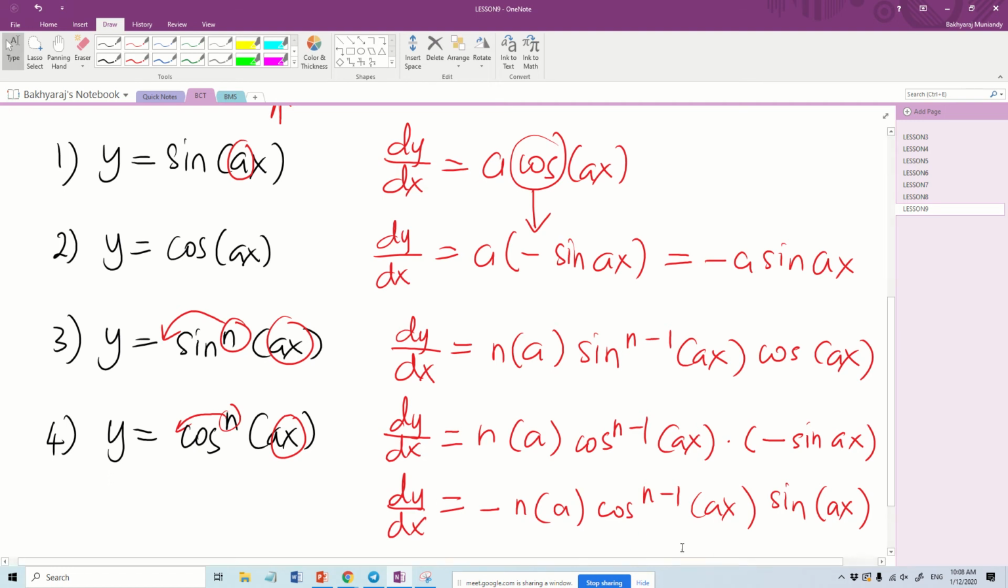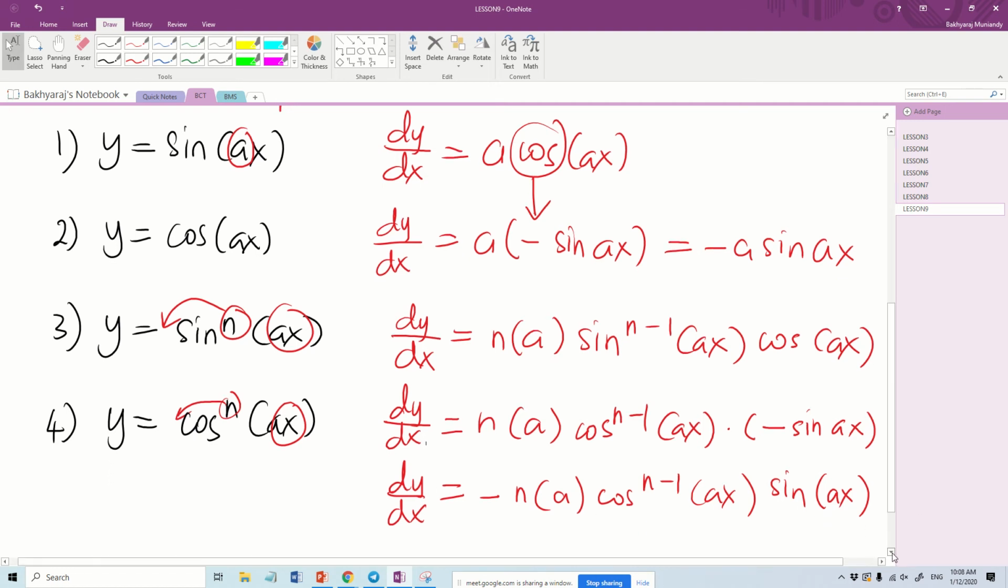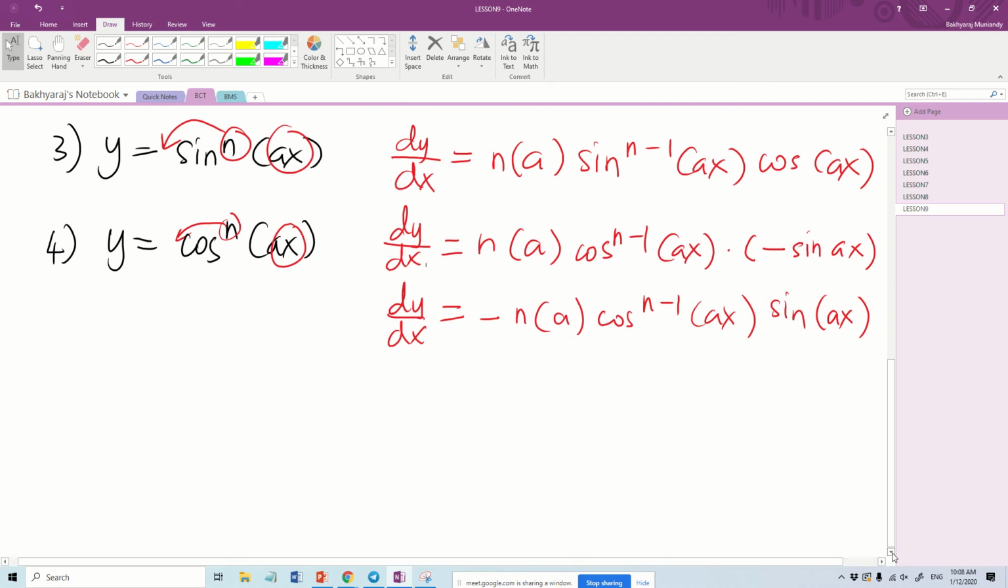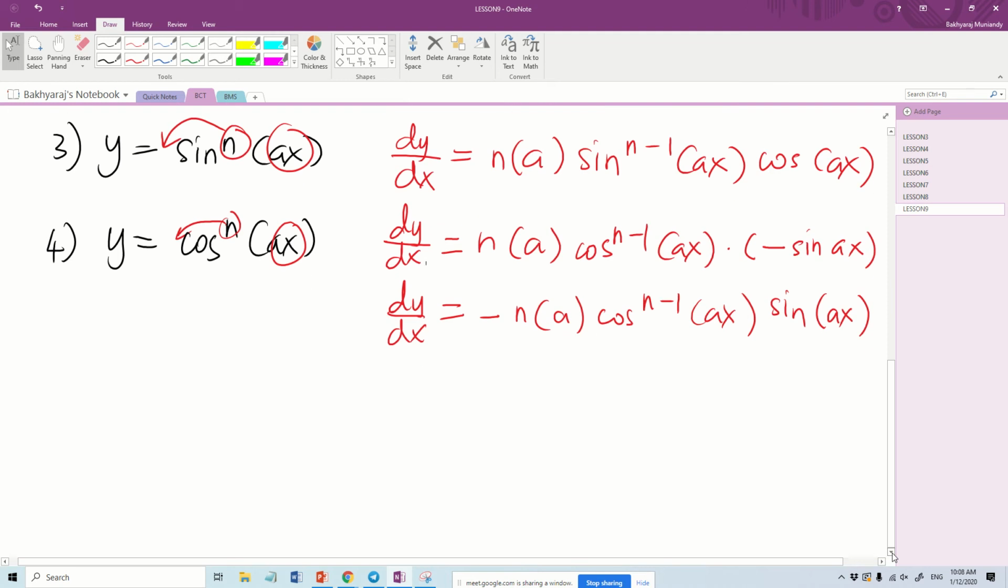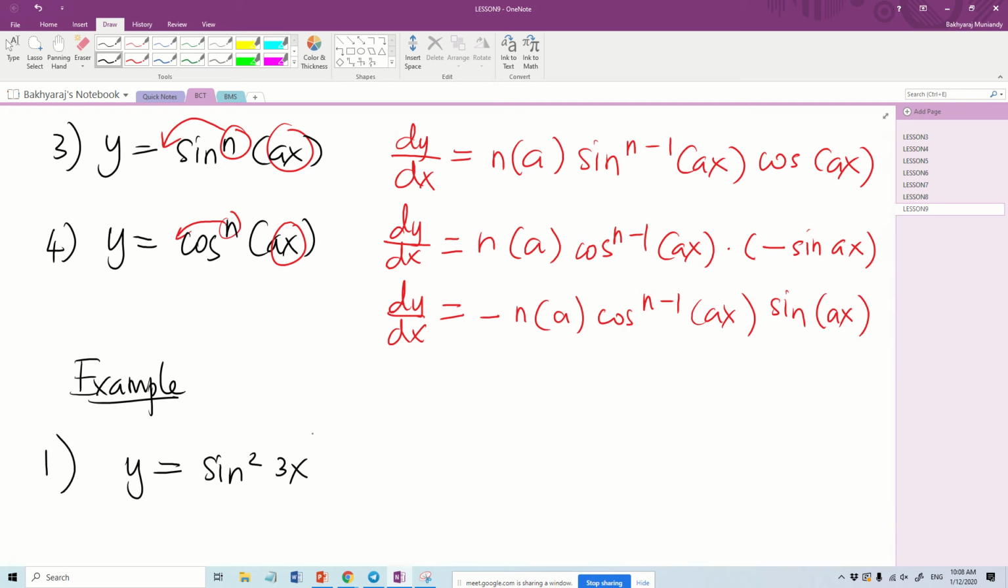Okay, so if there's no problem, then I go for another example. Okay, example number 1. I give you example 1. We try this: y equal sine square 3x.